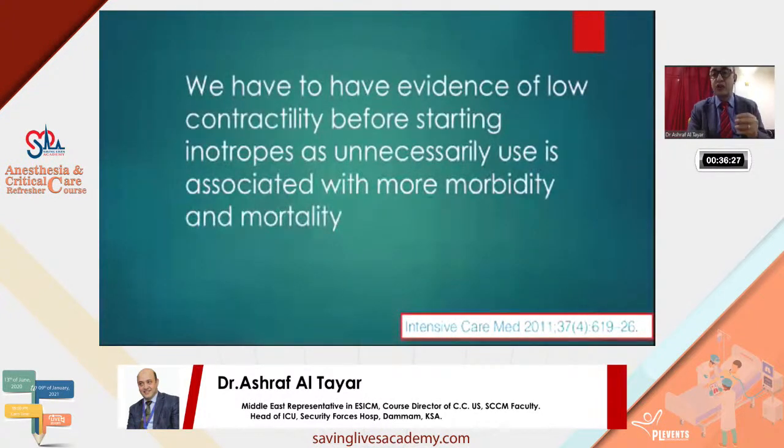If you use inotropic support unnecessarily, because some of our colleagues go empirically, randomly and blindly and start dobutamine for every patient in heart failure in ICU, this is dangerous, because in the literature it was associated with more morbidity and mortality. You have to have evidence of low cardiac output, either invasive or non-invasive. And the gold standard for non-invasive measurement of the cardiac output is the echo, as I mentioned before.